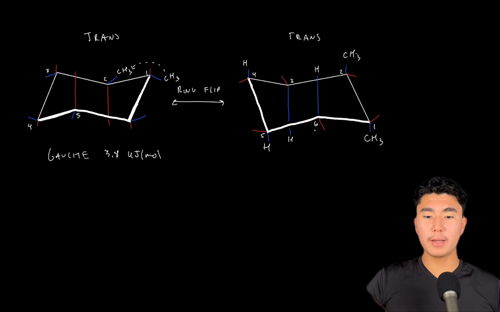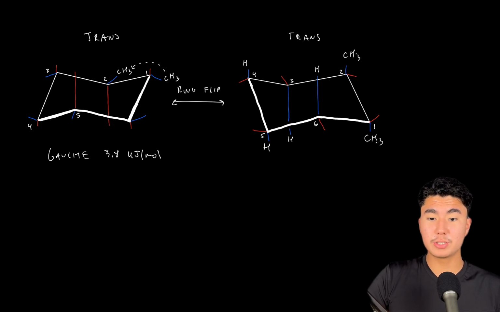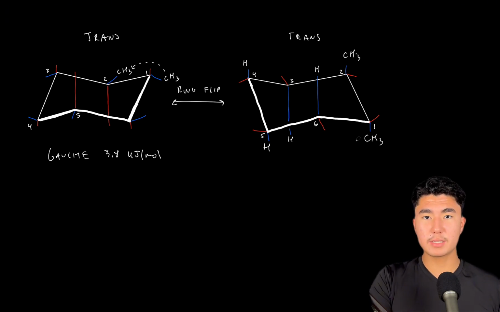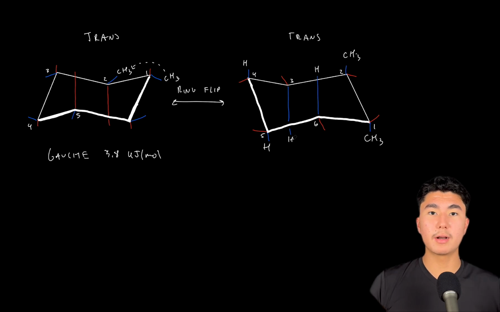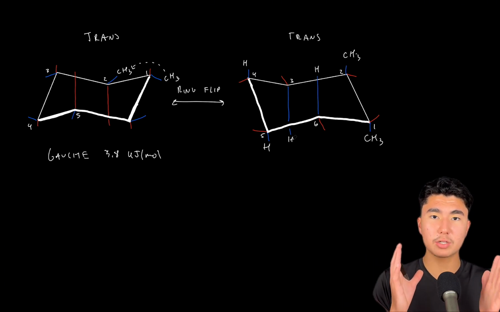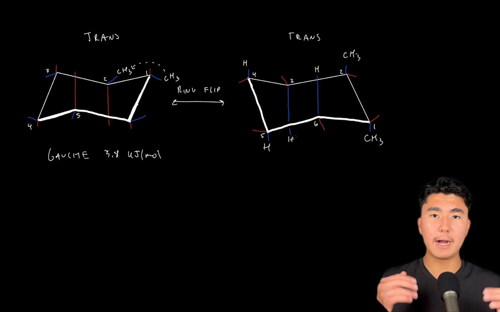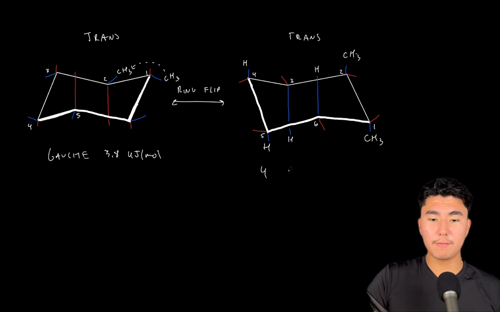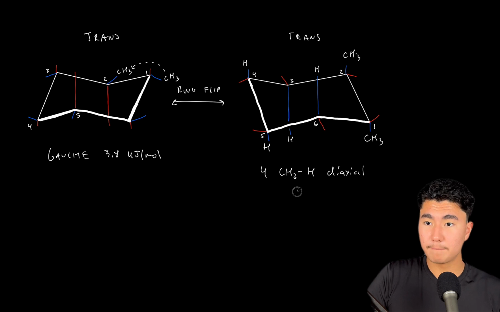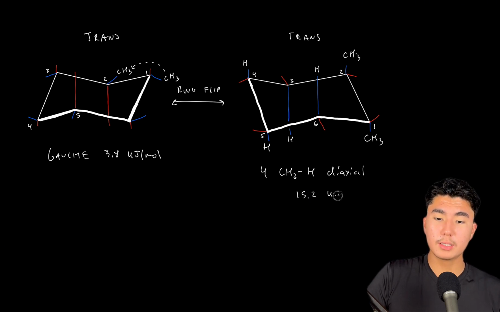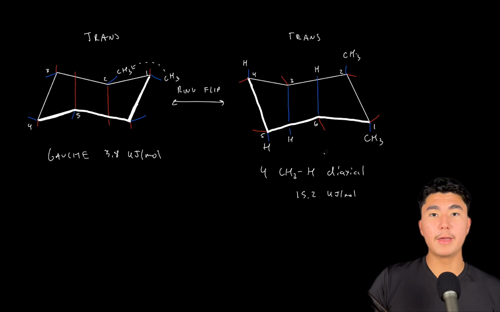Now, the reason we know these 2 hydrogens are interacting with this methyl over here is because these are on the front side of our molecule, and these are the hydrogens that are in the axial position, so they're going to feel that repulsive force since they're both in the axial position in the front of our organic molecule. So we're going to have 4 of those methyl-hydrogen diaxial interactions, and this is going to result in 15.2 kilojoules per mole of energy.